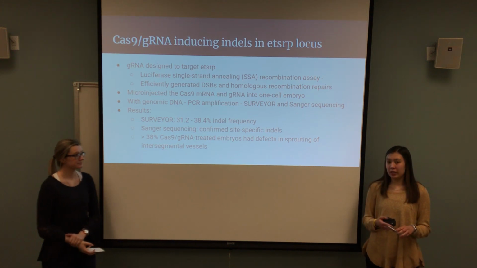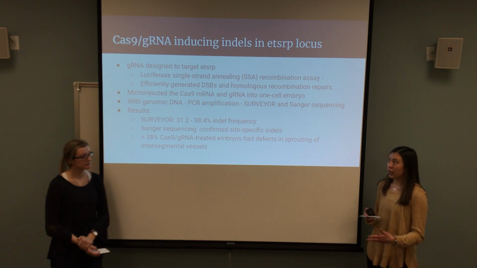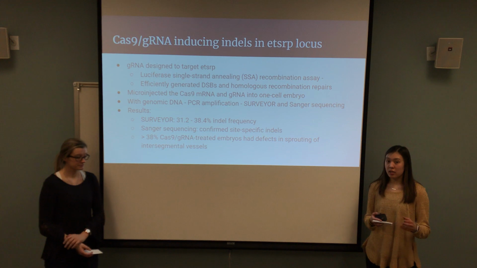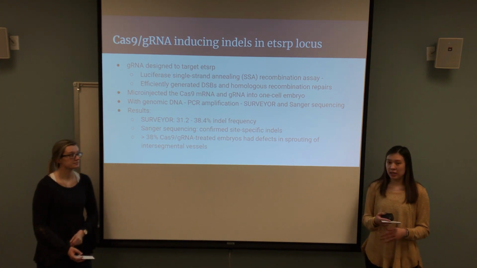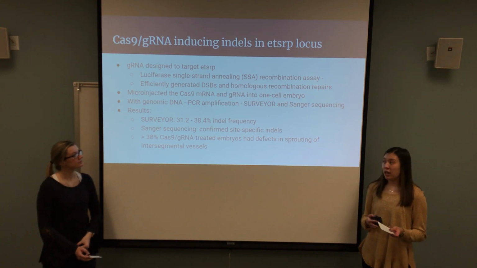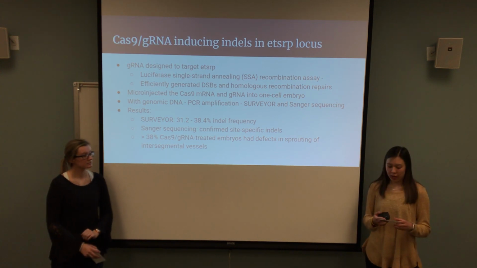So, encouraged by the efficiency of the Cas9 gRNA complex, they then did Cas9 gRNA-induced indels in the ETSRP locus. To do this, they designed the gRNA so it targeted the ETSRP locus. They were able to see the efficiency of that with a luciferase single-strand annealing SSA recombination assay. They found that it efficiently generated double-strand breaks and homologous recombination repairs.